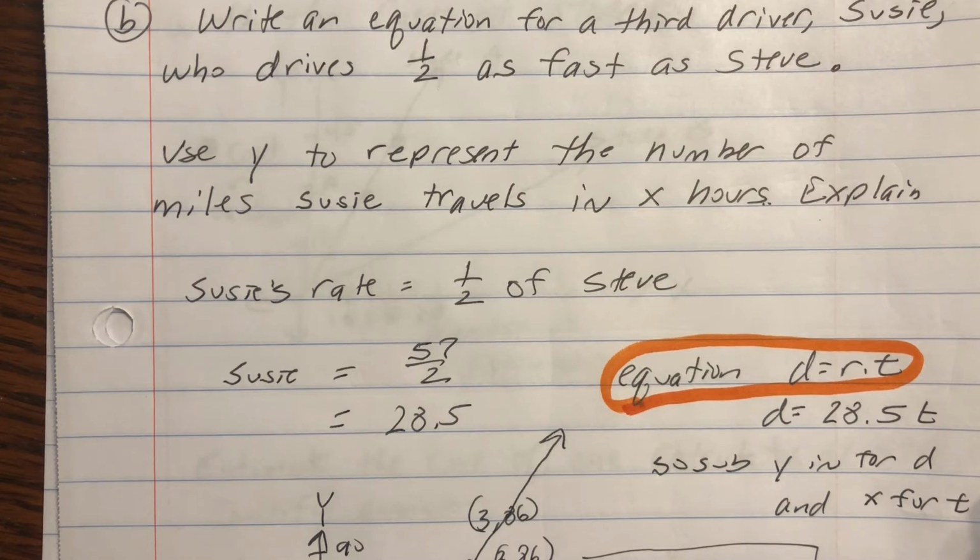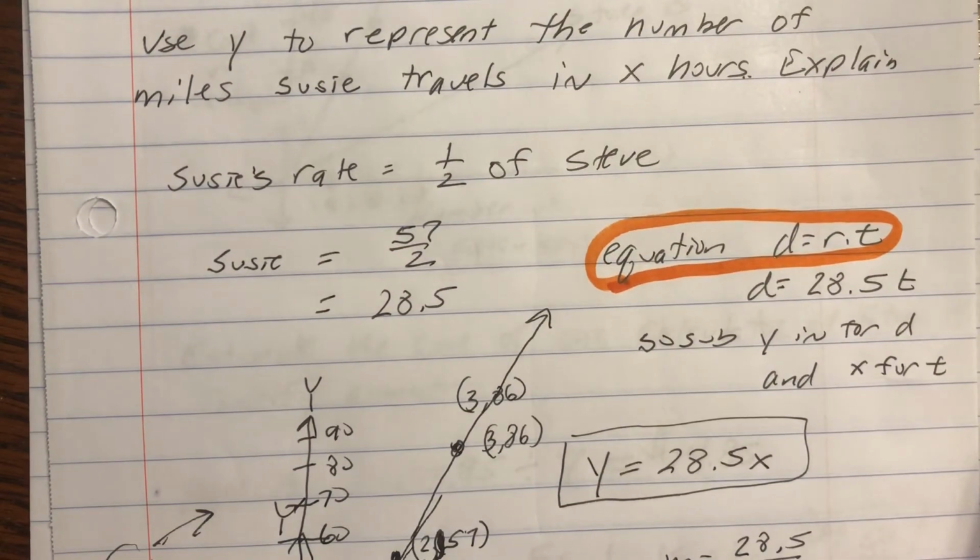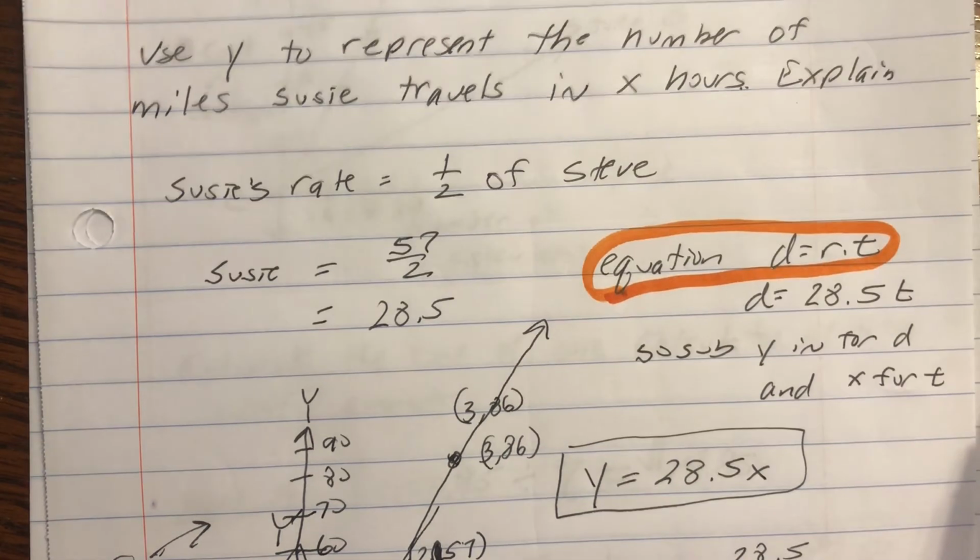The Y-axis is always represented with your distance. Your X-axis is represented with time. So your answer is going to look something like this. Instead of D equals 28.5 T, it's going to say Y equals 28.5 X.